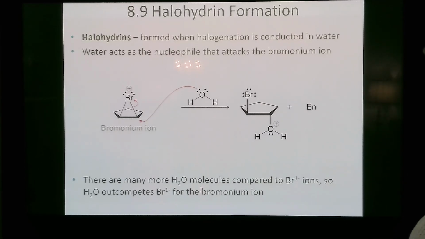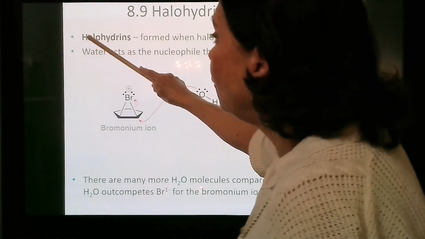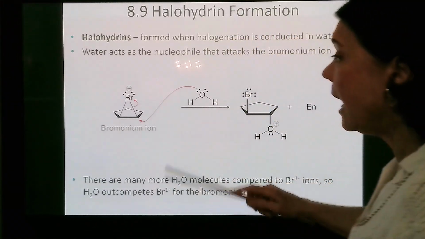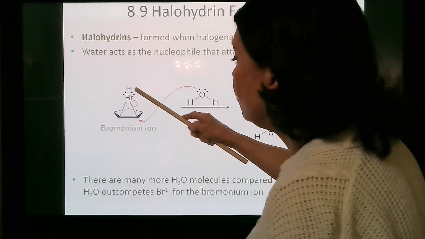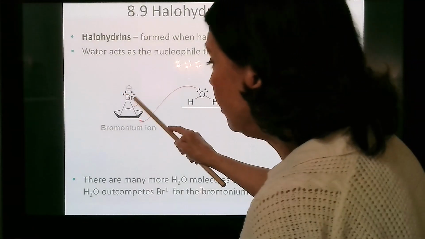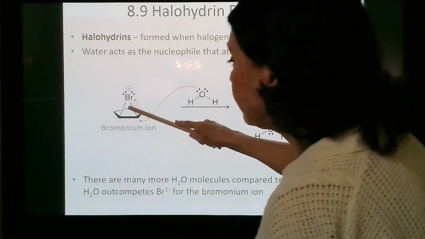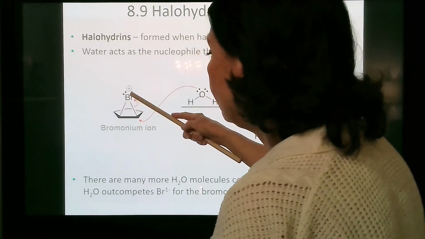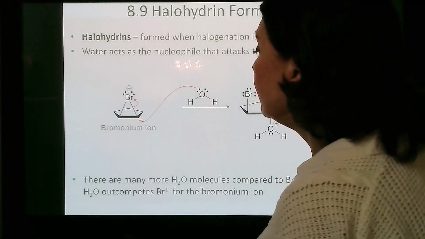Now, halohydrin formation. What you have here is a halohydrin. So you have a halogen and water. So this is reacting with a halogen. You saw how we reacted to get the bromonium ion. So this is with Br2, and the pair of electrons reacts and forms the bromonium ion, and then you have water in there.